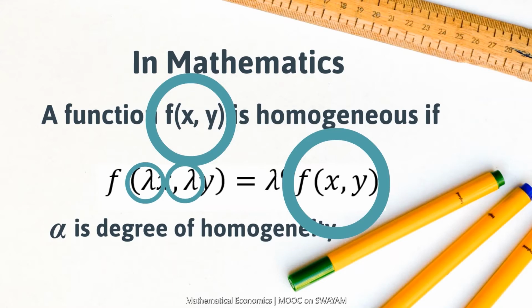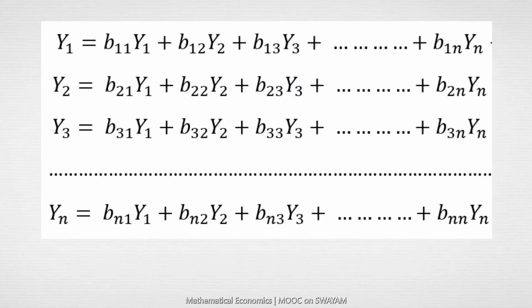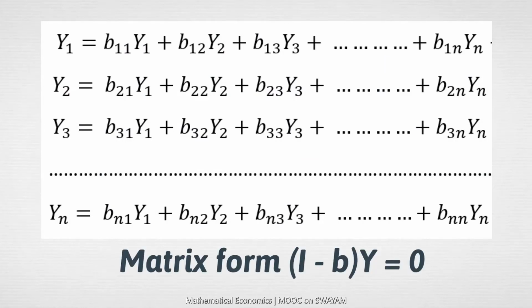Now consider this system of simultaneous equations. This is the matrix form. The equation system will be valid if the vector of constants on the right hand side is 0. This is referred to as a homogeneous equation system since it is a system of n homogeneous equations.